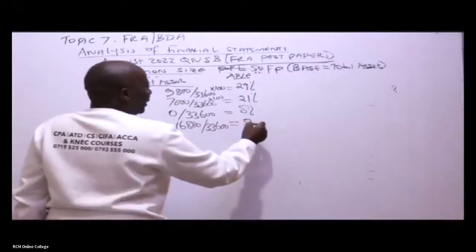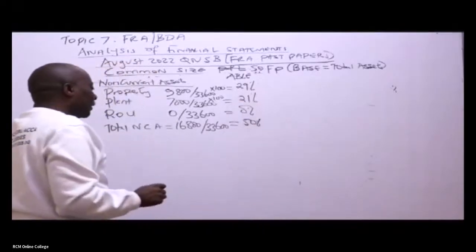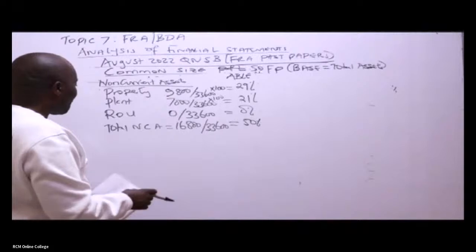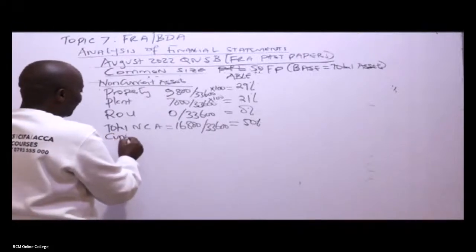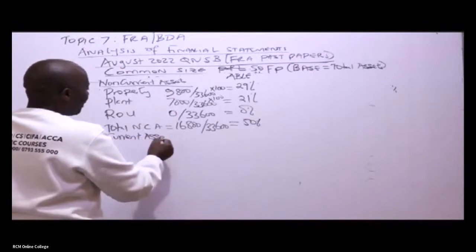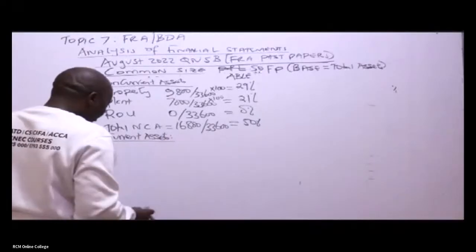%, which basically is some of this. So then we go to the current assets. So we have here current assets. So current assets, what do we have there?